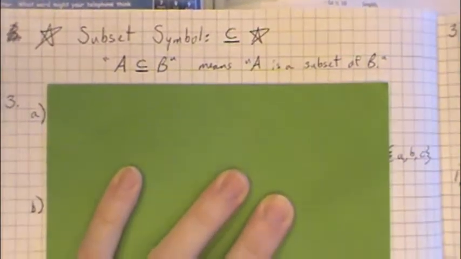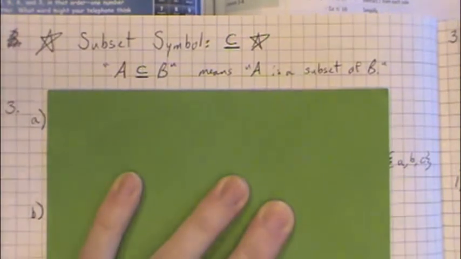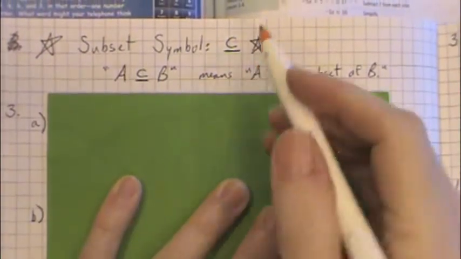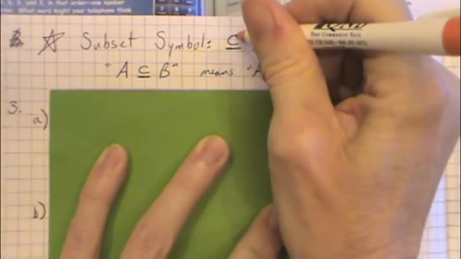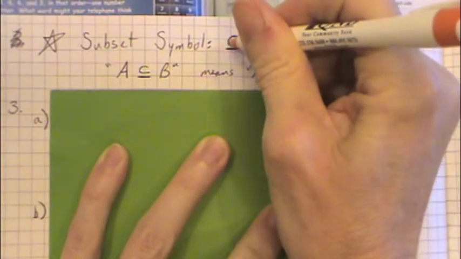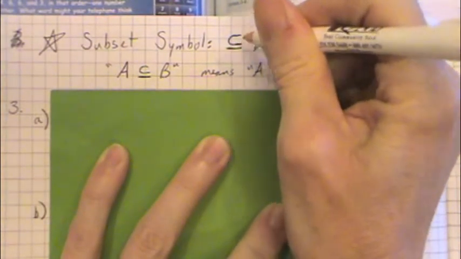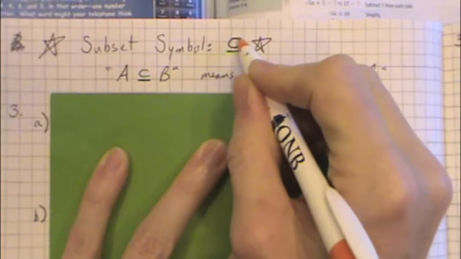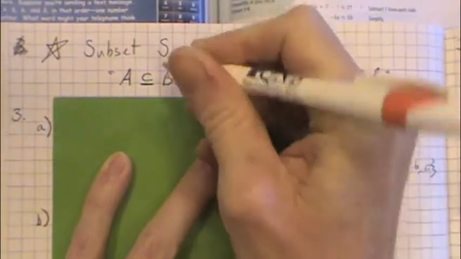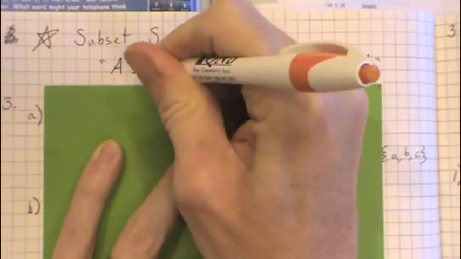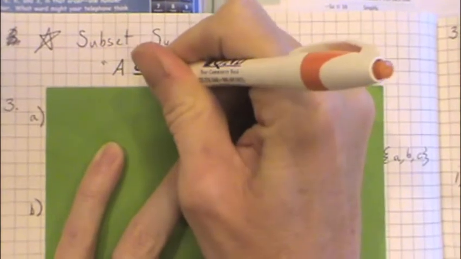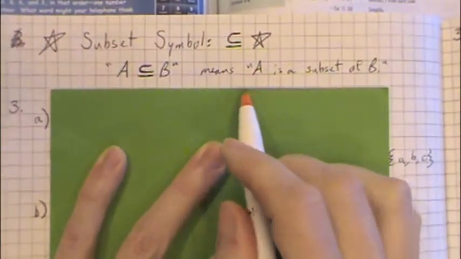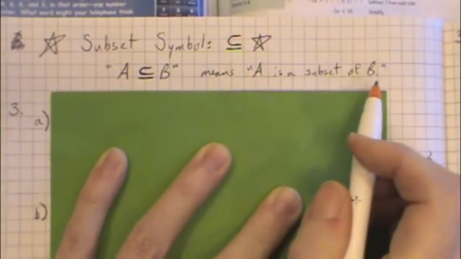Then I have one important symbol that you need to recognize and be able to draw, the subset symbol. Now, this should look more like a sideways U. There we go, and less like a C. The subset symbol is that with a line under it. So, right here means A is a subset of B.